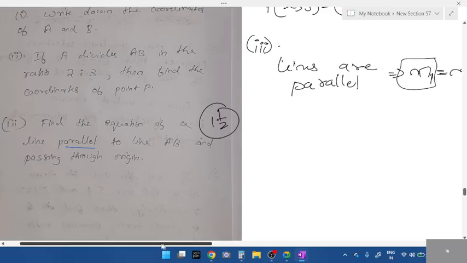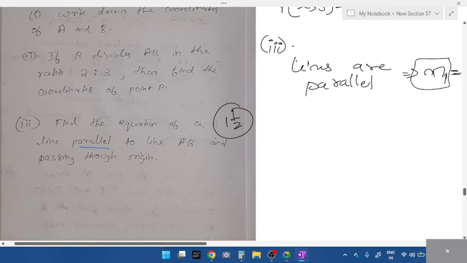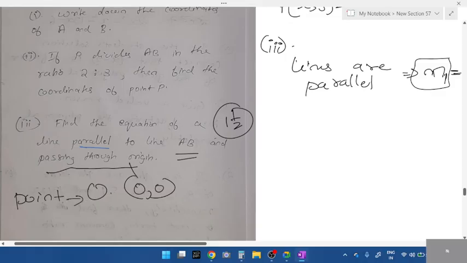How do you find M1, students? M1 from which one? Parallel to the line AB and passing through origin. See, a line is parallel to AB and passing through origin. For origin, what do you take? 0 comma 0. This is 1 point, students. Origin is O, 0 comma 0. Along with origin, we need one slope. Whenever parallel or perpendicular is given, remember 100% slope is confirmed. One slope. That slope is M2.